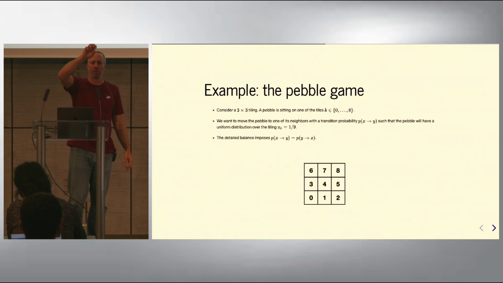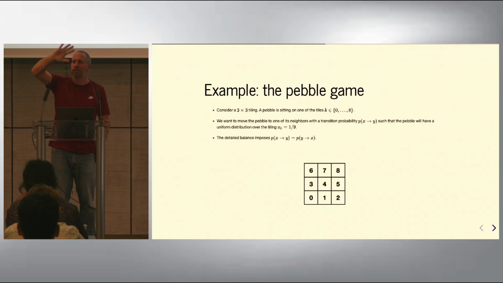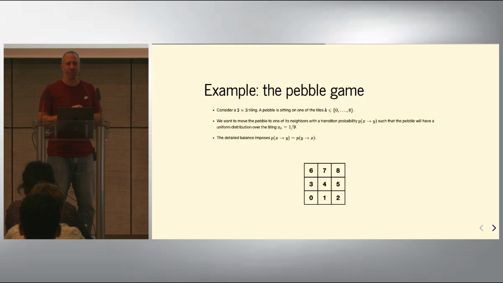What I want to do is move that pebble with the condition that it can only move to a neighboring cell. And I want to find a rule such that after a very long time, repeating my rule many, many times, my pebble has been exploring all the cells with a uniform probability distribution. That seems quite trivial as a problem, but you see there are different ways to do this.